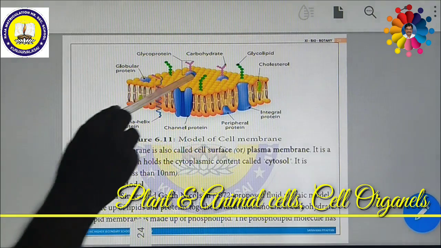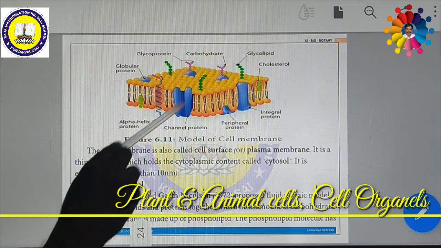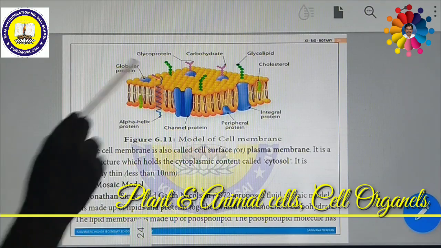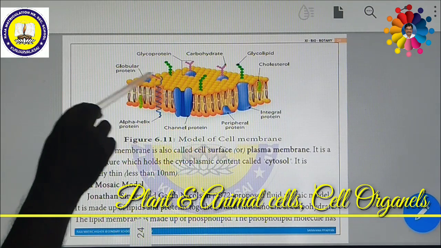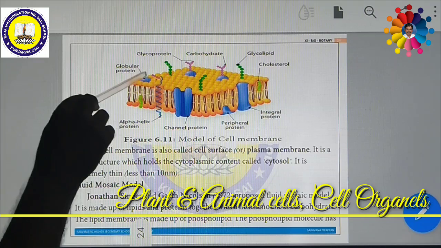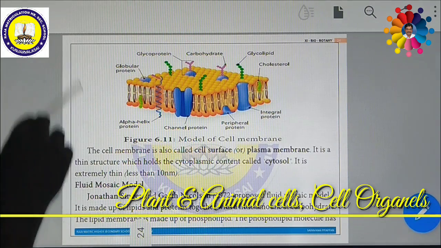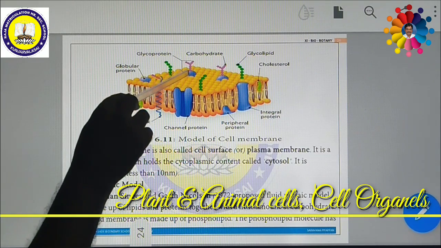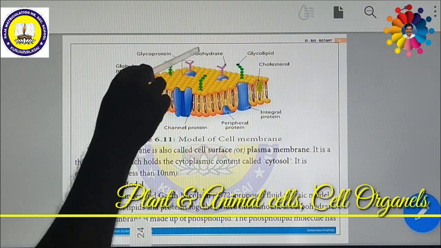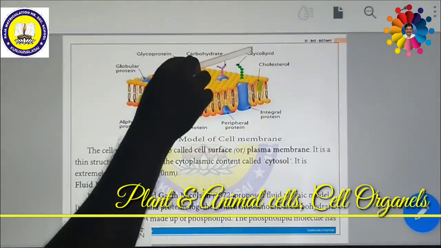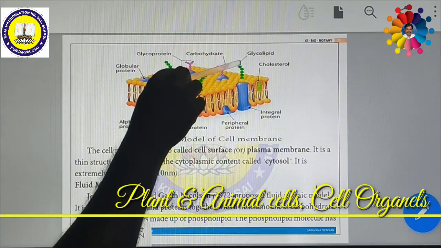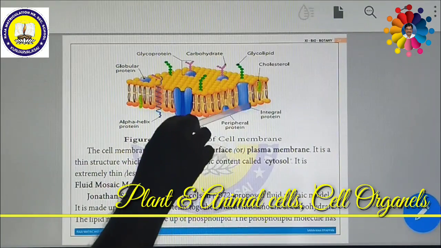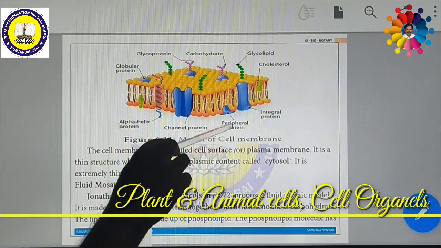We can see this structure. Here it is the channel protein. This is called an alpha helix protein. The dot-like structures on this protein are called globular protein. Here this is glycoprotein, and the dots on this protein are carbohydrates. Then glycolipid, then cholesterol. This is an integral protein, and this is a peripheral protein.